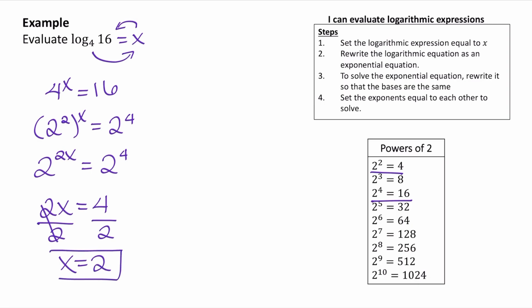You may have solved this problem a different way. You may have also noticed that these are both powers of 4. So at this step right here, instead of doing what I did, you could have said that 4 to the x equals 4 squared, and then set the exponents equal to each other, and you still get x equals 2. Okay, so sometimes there's more than one way to go about solving these problems.